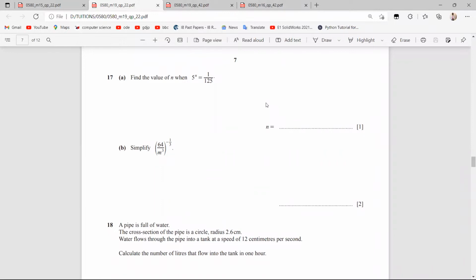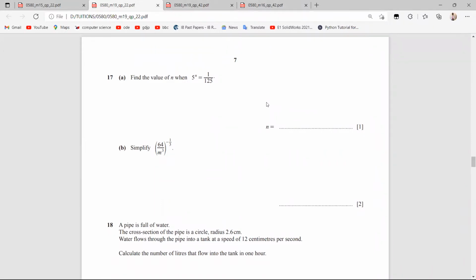Number 17A, 5 power n equals 1 over 125. Okay, so now we have 5 power n. That's the simplest we got. So our aim is to make 1 over 125 have the same base number. All right, so now the first step is to bring 125 up.